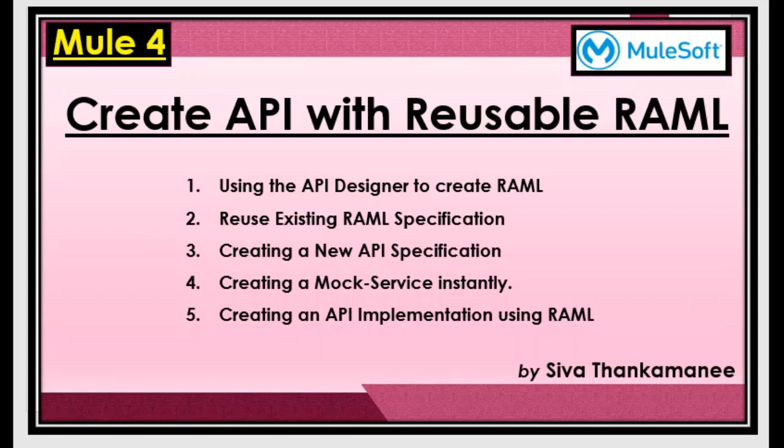So these are the four aspects that we are going to see: using the API Designer to create RAML, reuse the existing RAML spec which is already provided by MuleSoft, by using that RAML, creating our own new API specification. And using that RAML, we are going to create a mock service which will be used by the end user to see the actual usage of API, and they can have a feel of how the API is going to look like. And finally, we are going to create an API implementation using that created RAML. Let's get started.